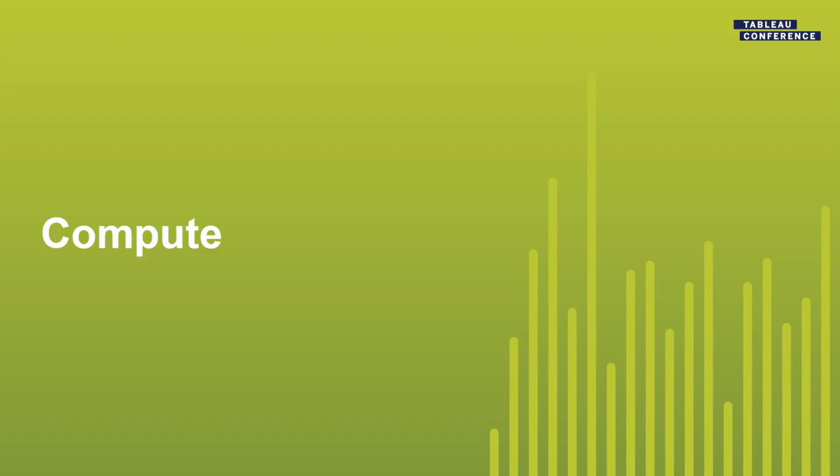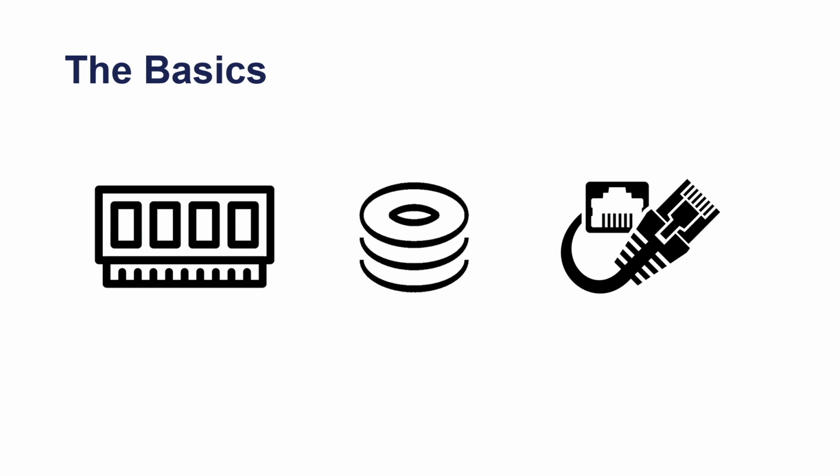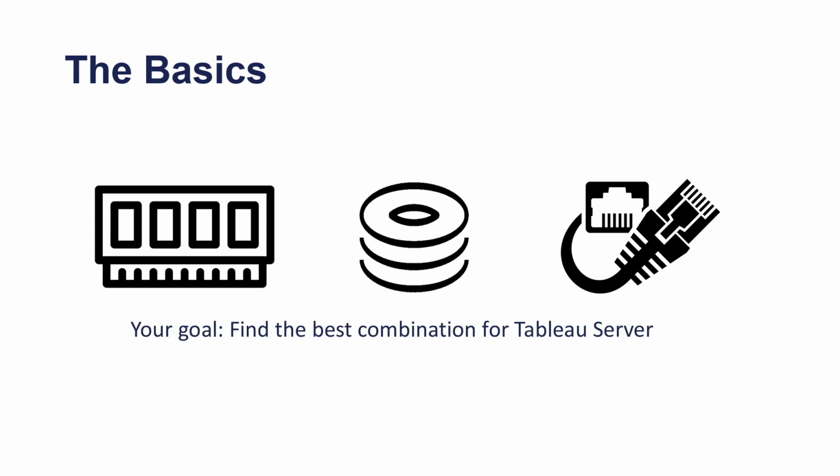So we'll start with compute. The basics. What are we trying to optimize for? And it's really CPU, disk, network to an extent, and also memory. We want to find the best combination for Tableau Server for your needs, and we want to help you understand how to evolve your Tableau Server deployment over time as well.